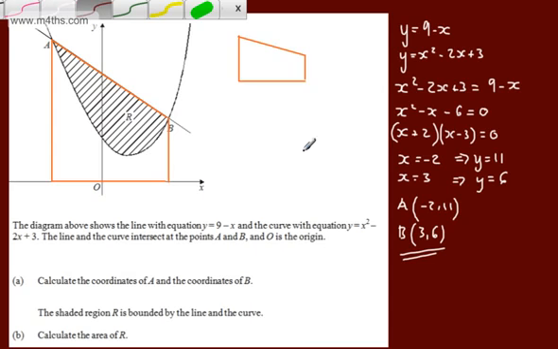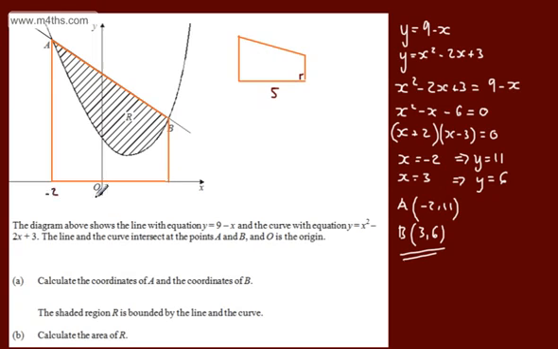So if we consider the difference in the x coordinates, we've got minus 2 and 3. This is going to be 5. I'm going to put a right angle here. So we've got here minus 2 and here positive 3. If we consider the y coordinate of A, that is going to be 11. So this is 11. The y coordinate of B is going to be 6. So if you want to put those on, you can do that.